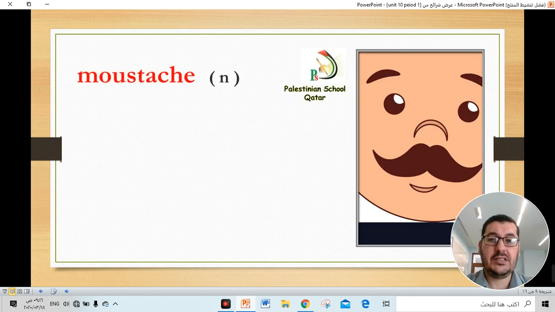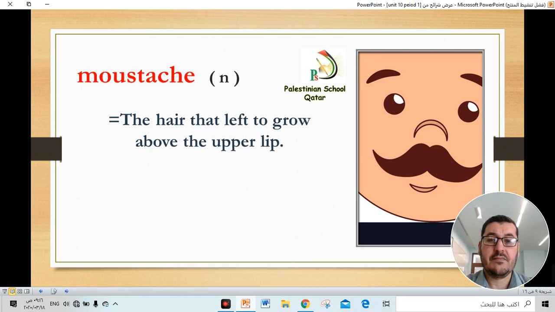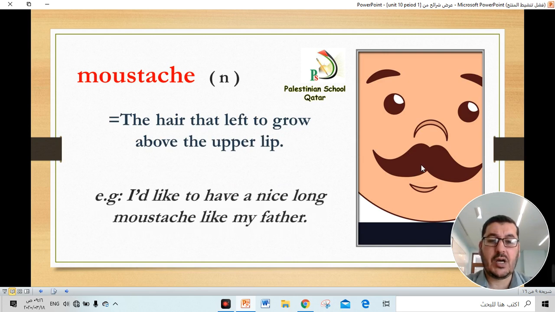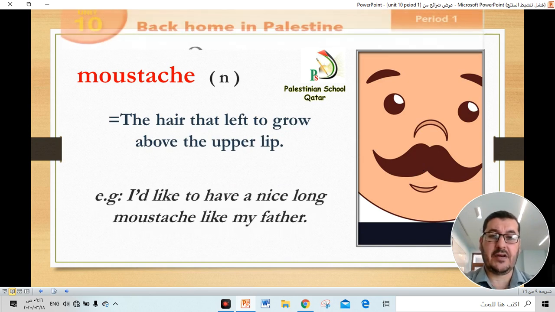Here we have mustache. The hair that is left to grow above the upper lip. For example, I'd like to have a nice long mustache like my father.